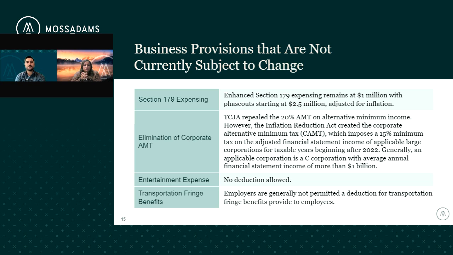179 is not going away, and the elimination of corporate AMT. However, there is a corporate AMT for companies that have financial statement income of $1 billion or more. That eliminates probably most of the people on this call. We're no longer able to deduct entertainment costs or transportation fringe benefits. So if you're providing some transportation benefit to your employees, they consider that an untaxed fringe benefit. This code section means the company is on the hook for those benefits you provide to your employees.